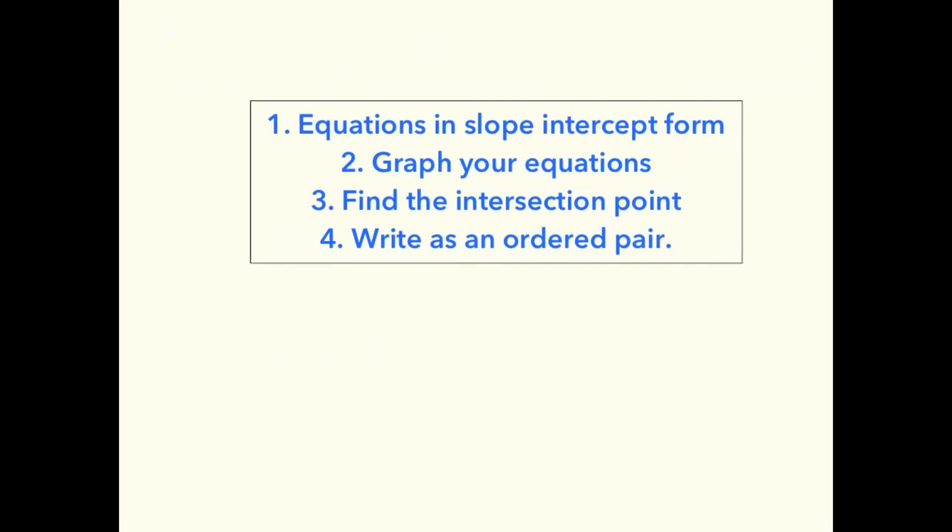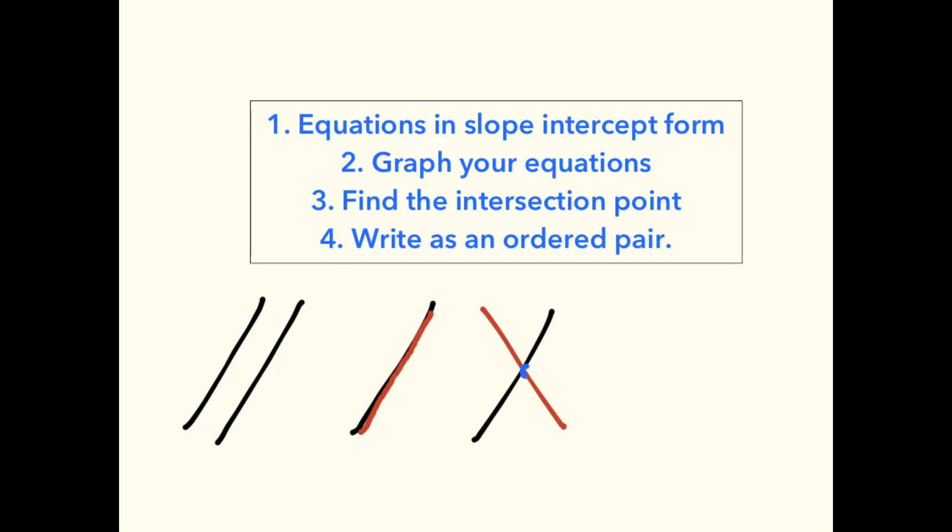As a quick summary, to solve a system of equations by graphing, make sure those equations are in slope-intercept form. Graph them, whether on paper or in the calculator. Then, if they're not parallel, which is no solutions, and they're not the exact same line, which would be infinitely many solutions, then they have an intersection point. So find that intersection point, whether it's on a graph or, again, in class I'll show you how to find the intersection point on the calculator. Then write your answer as an ordered pair, x, y.